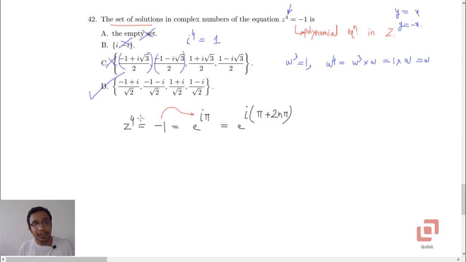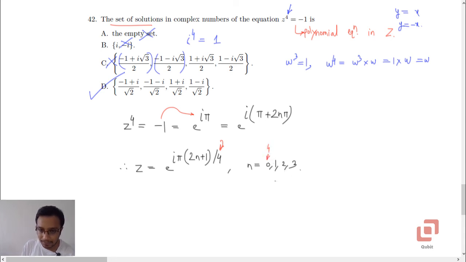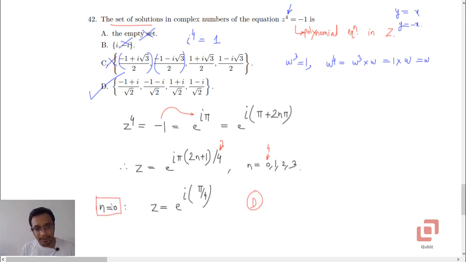Fine. Now you take the fourth root. So z will then be equal to e raised to i pi into 2n plus 1 divided by 4, where n can take value 0, 1, 2, 3. If you take n to be 4, then it will again fall back to 0. So n can be 0, 1, 2, 3, and if I take n to be 0, what root am I going to get? I'll clearly get e raised to i pi by 4.